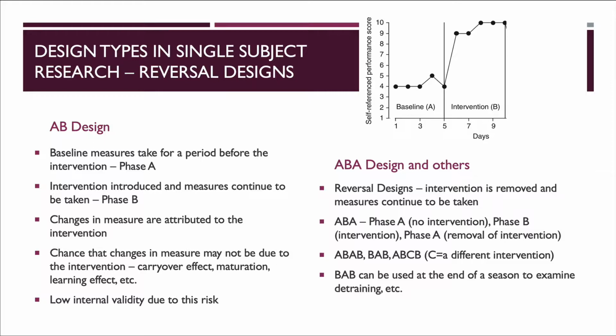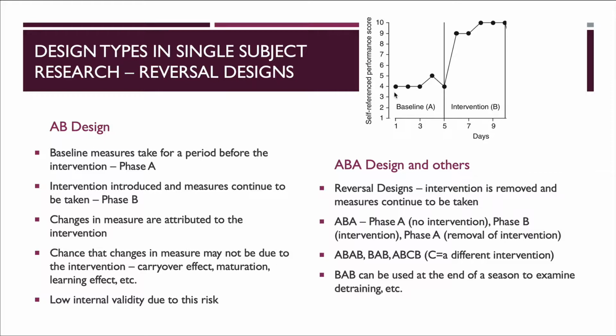The simplest design in single subject research is called an A-B design, where a baseline measure is taken for a period of time before the intervention. So we have some aspect of measurement or performance that's taken over time. On this line graph, whatever the measure is, it's a 4 at the baseline. It's measured day 1, day 2, day 3, day 4, day 5. And there's a little bit of variability, but we get an idea of where the person is on this performance measure. That's called phase A.